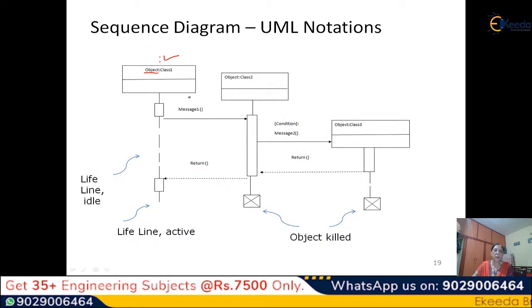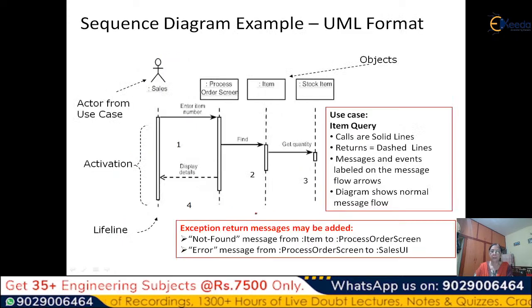Time is moving here. So the first message is being sent to the object class 2, and under certain conditions, this message is being sent. If this condition doesn't happen, maybe another message will be sent. The return will always have a dashed line. And sometimes, since the object is instantiated, it has to be terminated or killed. So you will denote it by this kind of terminology.